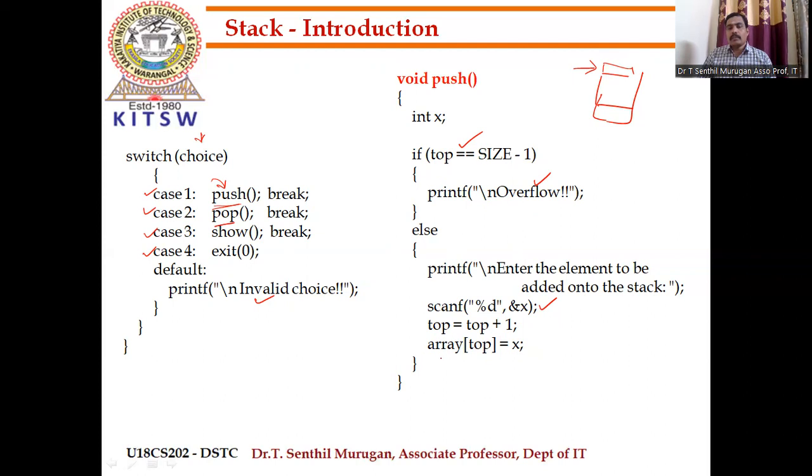What pointer? You have to assign top equal to top plus 1, because top is pointing to the topmost position of the element. In case it is pointing here, another element will be inserted here. So with top equal to top plus 1, we change the top pointer, then we can assign the value for this location. Okay, so for that we use the top pointer in push operation.